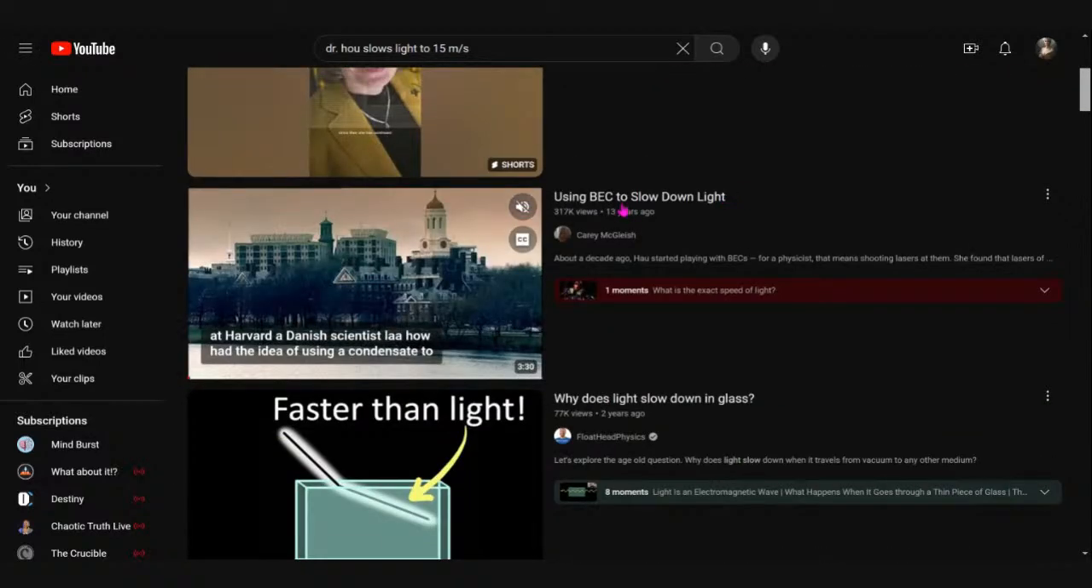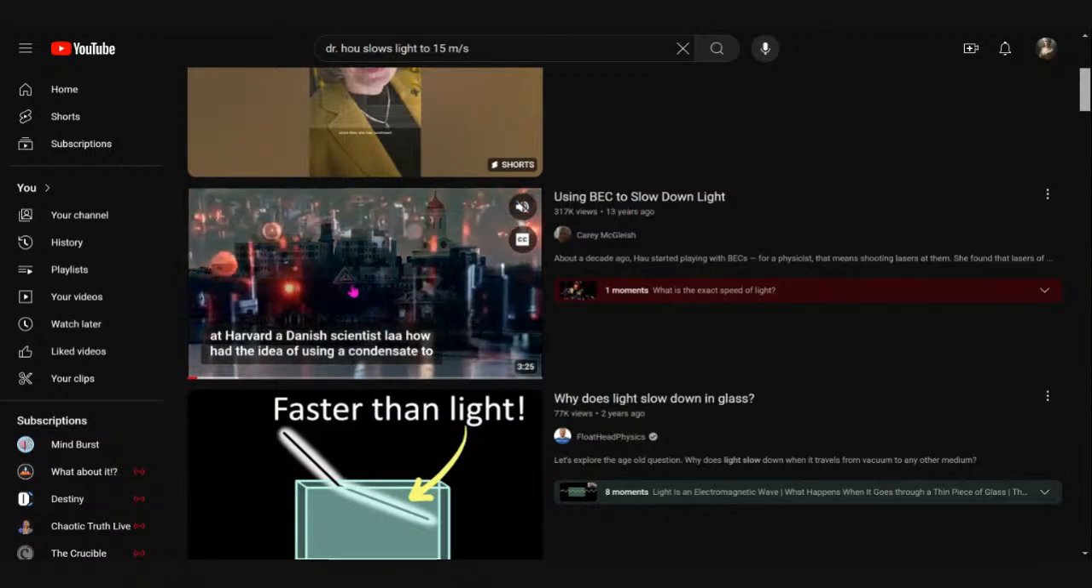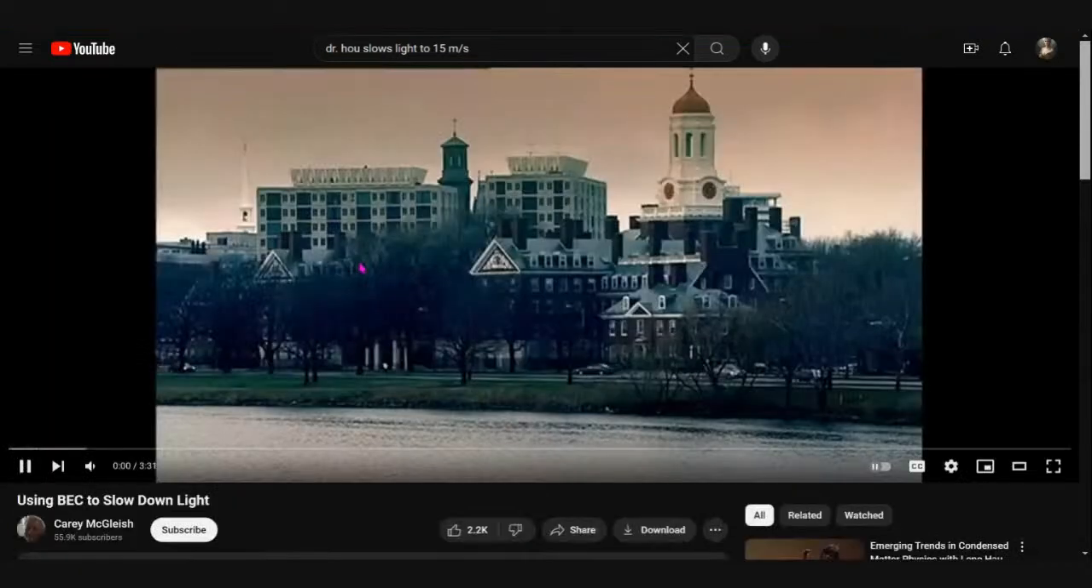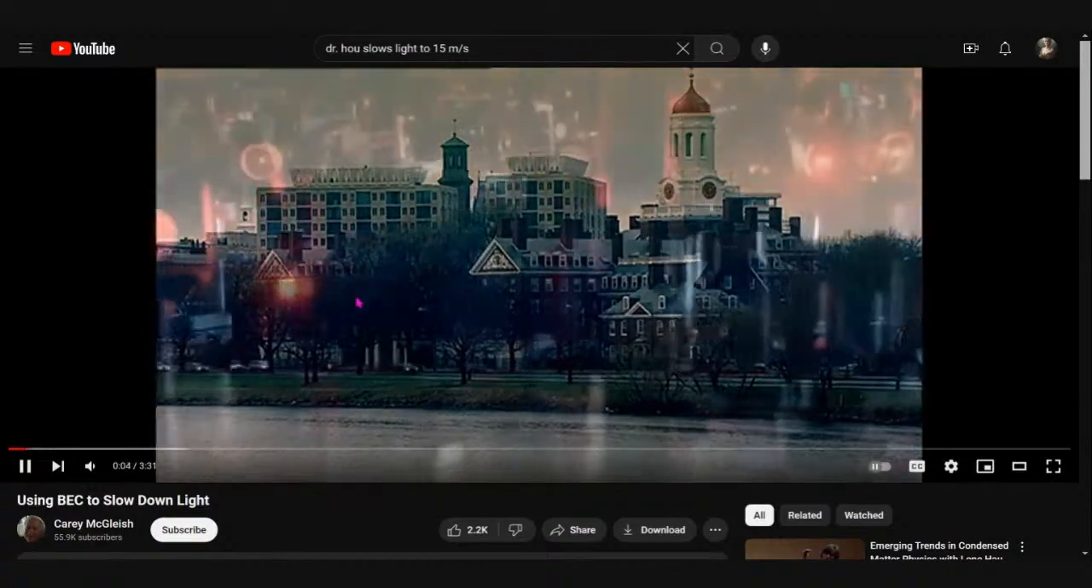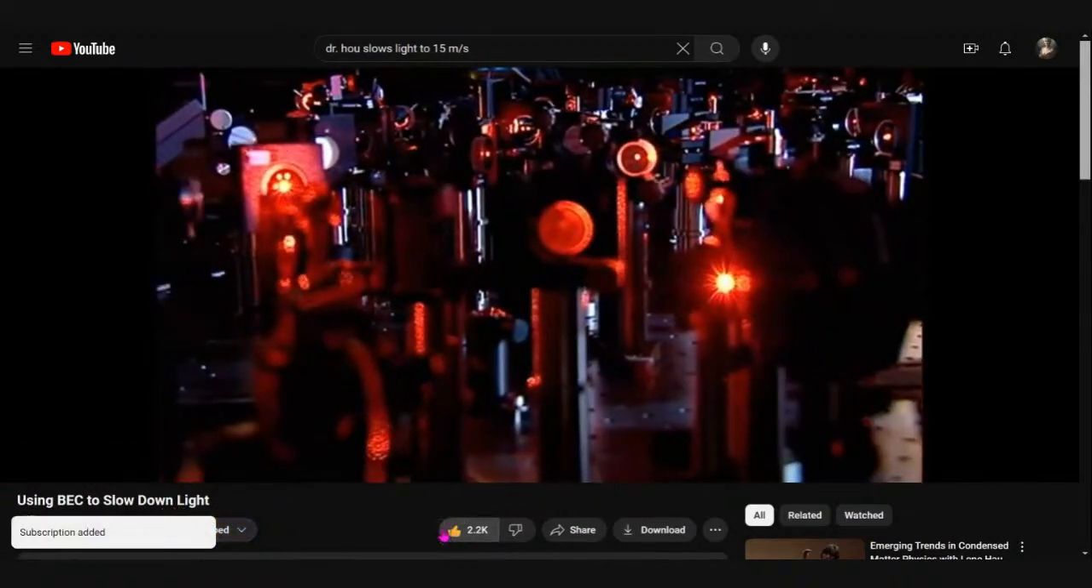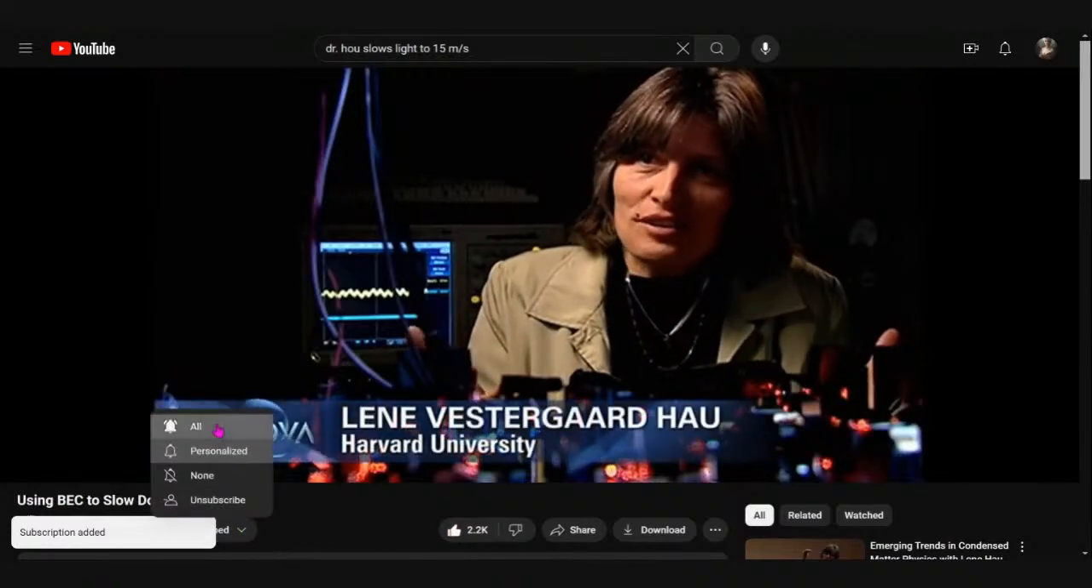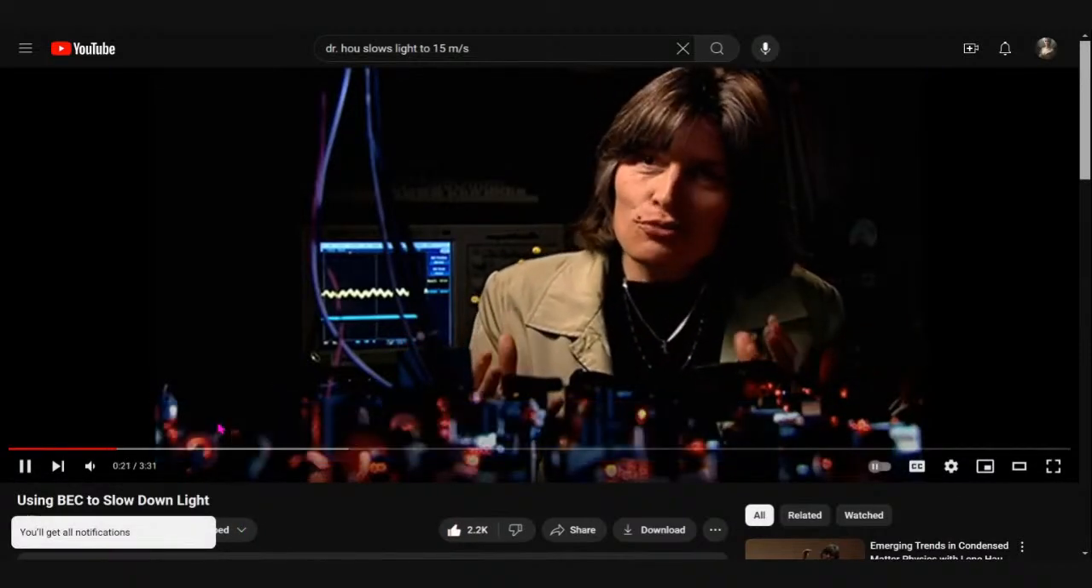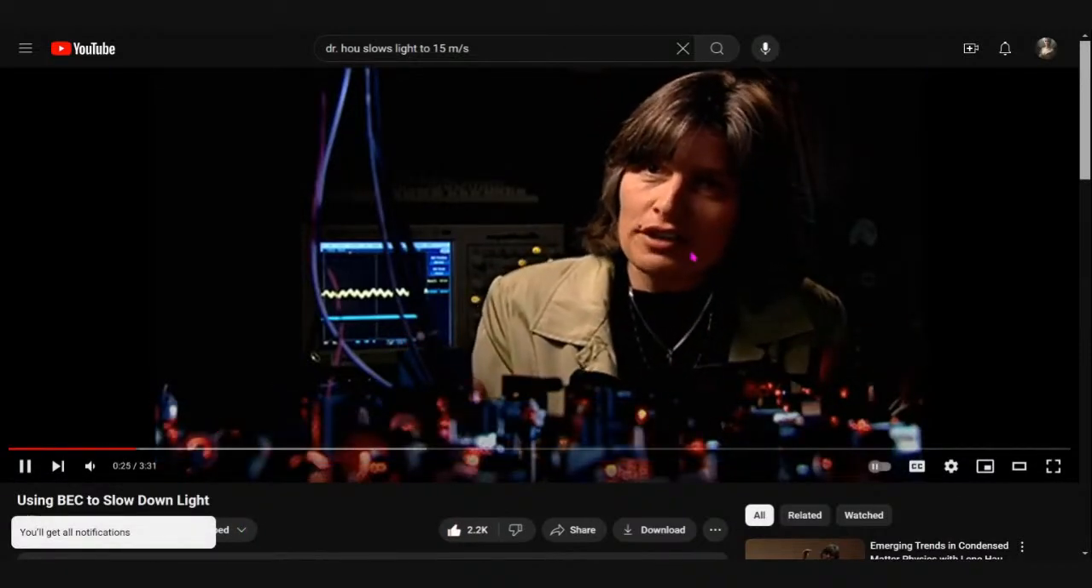Using BEC. What is BEC? Danish scientist. Why is it only shorts? At Harvard, a Danish scientist, Lena Howe, had the idea of using a condensate to slow down light. We all have this sense that nothing goes faster than light in vacuum. And if somehow we could use this system to get light down to a human level.